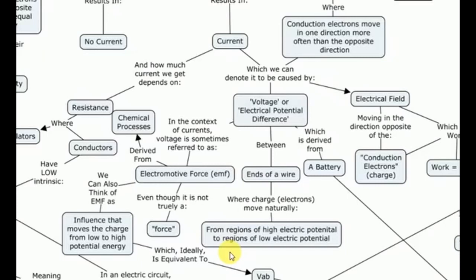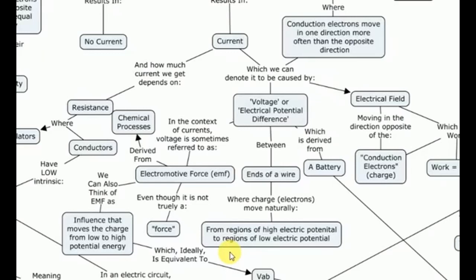Right? So we could ask, what causes the drift velocity, which causes the current? Well, we could say it's the electric field, moving in the opposite direction of the conduction electrons. Or we could say that it's the voltage, or the electrical potential difference between the ends of a wire, which causes the conduction electrons to move from regions of high electrical potential to regions of low electrical potential.